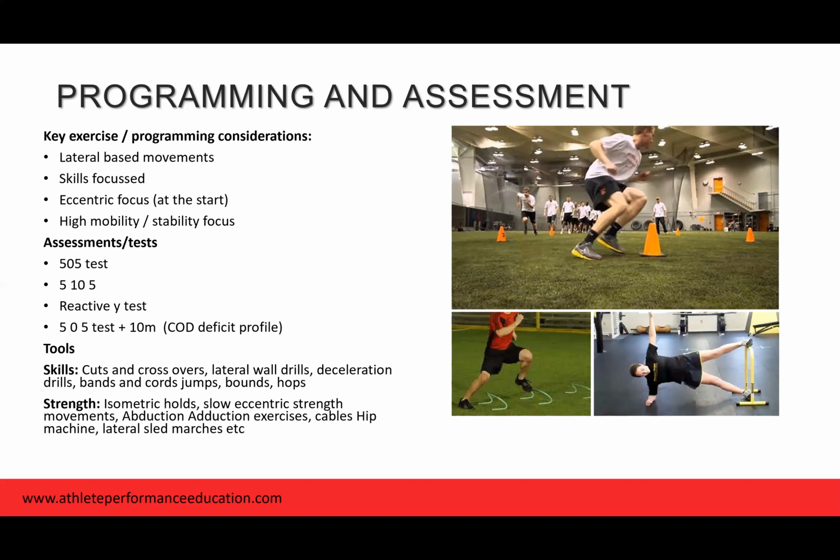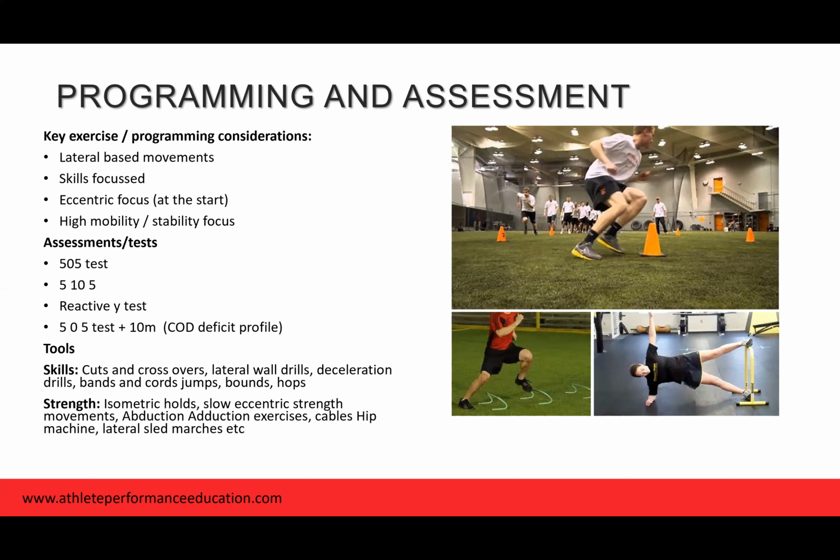As I mentioned earlier, we want to have an eccentric focus, especially at the start. So we want to develop good robustness and tick that box off early of good eccentric strength. And we need to make sure they have a high mobility and stability focus. I mentioned a lot previously with the cut and crossover positions, we need to make sure they're getting into a low position. A lot of athletes struggle with this just from basic mobility and stability factors. So exposing them through low intensity lateral-based drills early on, with eccentric focuses on good ranges of motion, is a really great starting spot. So things like our lateral lunges, our lateral slides, adductor holds, lunge walks, all those sorts of things are going to be really effective.